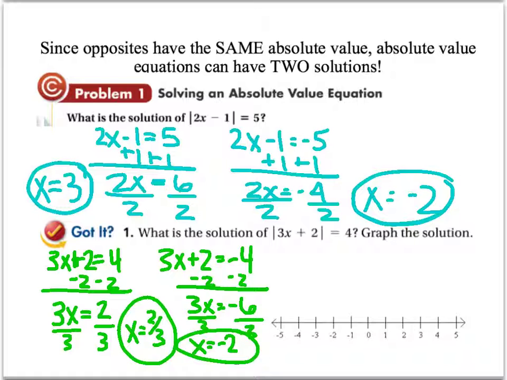Now it says to graph this solution. All you have to do when you're graphing a single number is put a point on that number. With our inequalities, we were starting on a number and then shading with an arrow. But for just a number, all you have to do is put a point on that number.